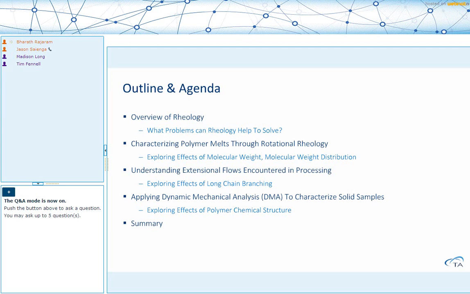After that, we'll look at extensional flows that are encountered in processing and looking at the effects of long chain branching. And finally, we'll close out by characterizing solid samples using dynamic mechanical analysis, where we'll look at polymer chemical structure and its impact on mechanical properties of solids.